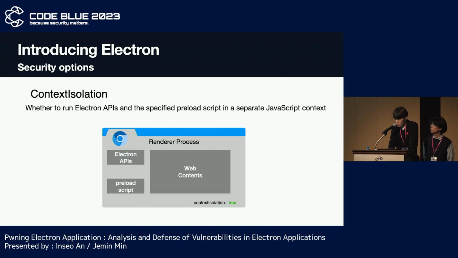Next is context isolation. This option determines whether the separate JavaScript context running the preload script and internal logic is isolated from the JavaScript context running web content. Default is enabled. If disabled, the preload script, Electron internal logic, and web contents all run within the same JavaScript context. This enables attacks such as prototype pollution and so on.